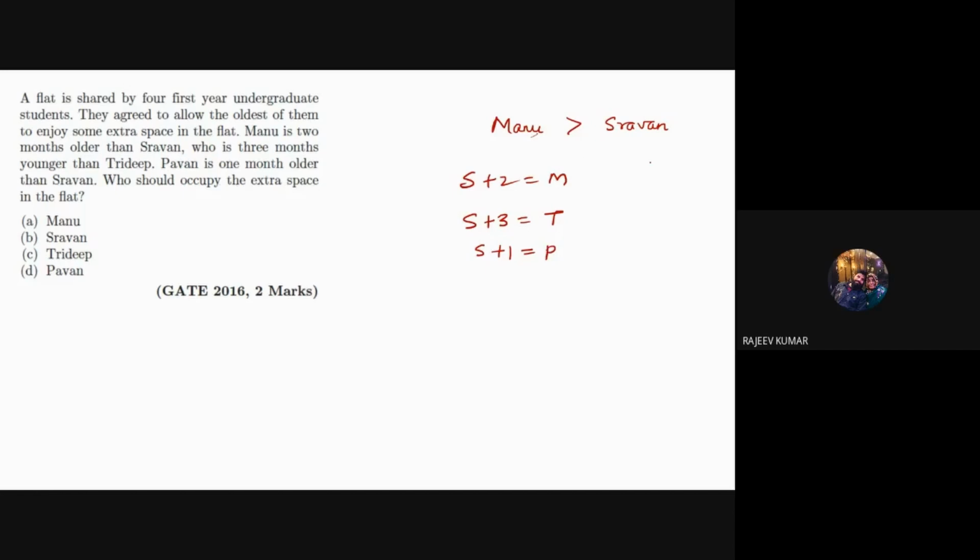Now you have to identify who is the eldest among all. So you can see that Trideep is the eldest of all. So the correct answer will be Trideep, option C. Now this was a simple one. Let's see the next one. Yes. ये भी एक simple सा question है. Just the statement you need to study properly.